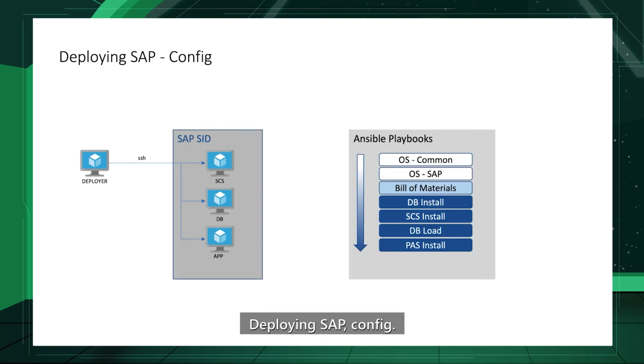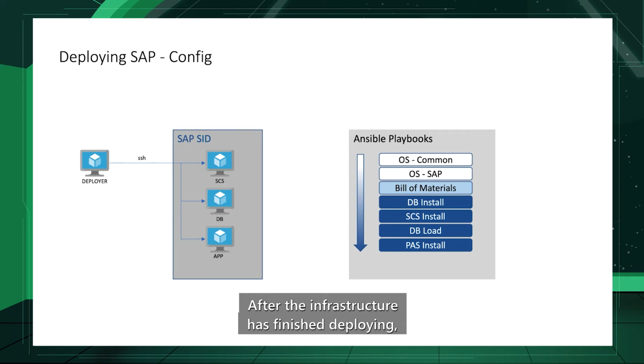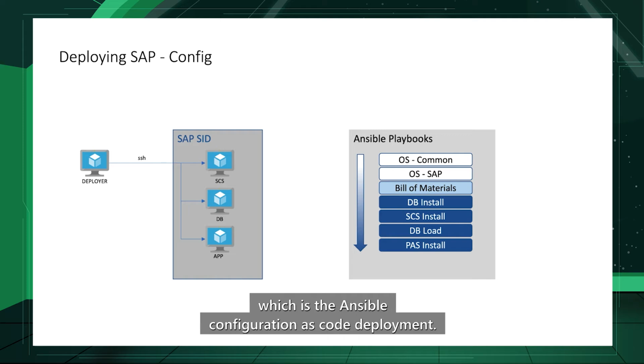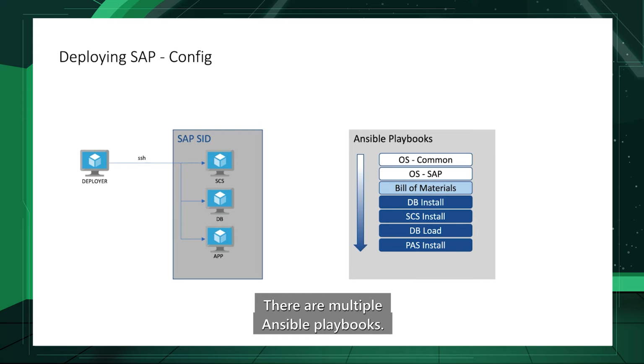Deploying SAP. Config. After the infrastructure has finished deploying, we can step into the second part of the deployment, which is the Ansible configuration as code deployment. From the deployer, we execute Ansible playbooks. There are multiple Ansible playbooks. They are broken down into several different sections.